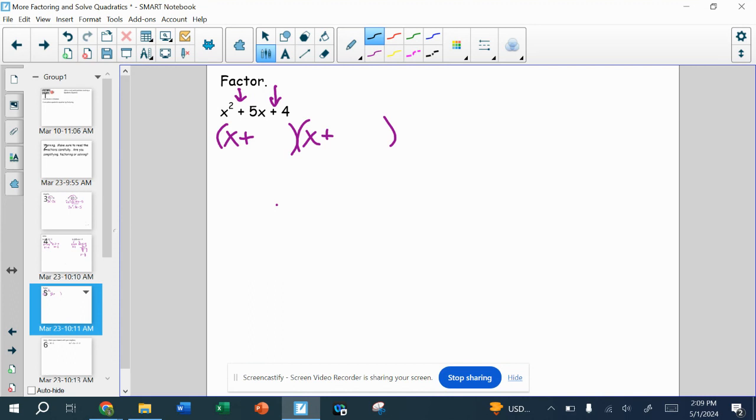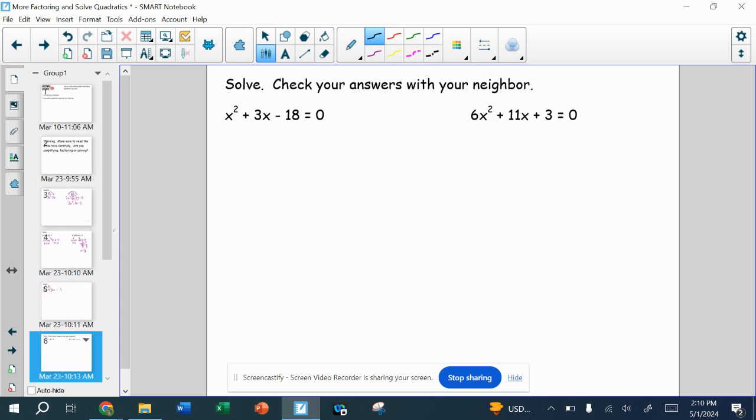So I need numbers that multiply to be 4 and add to be 5. Well, those two numbers are going to be 4 and 1. I could have switched those two numbers around and had the 1 in the first factor and the 4 in the second factor. Because they are the same signs, it wouldn't have mattered at all what order I put those in.